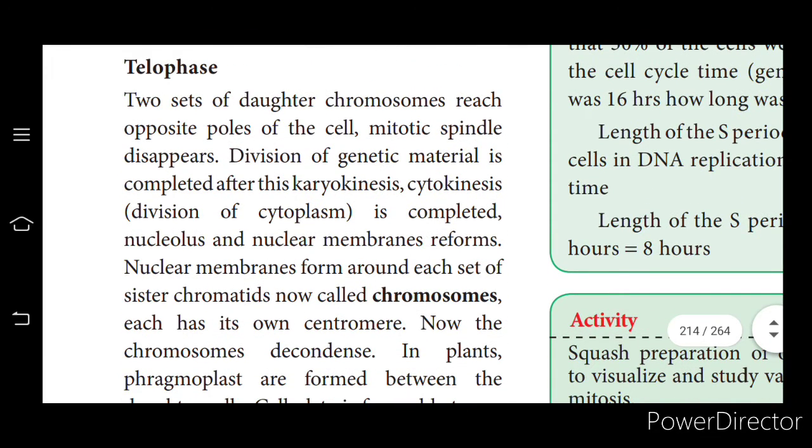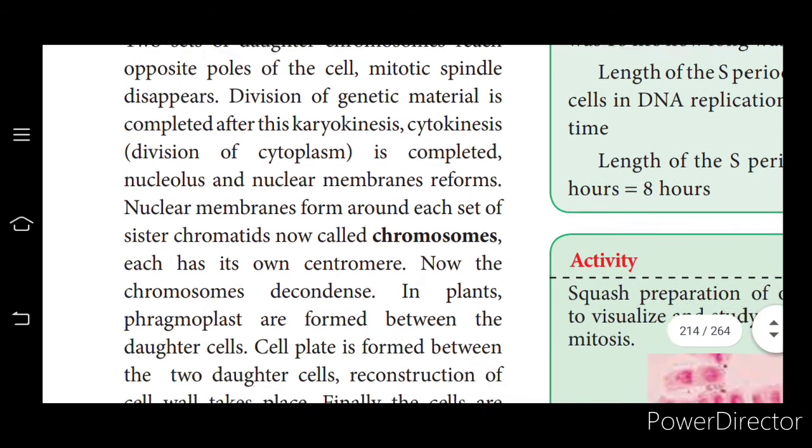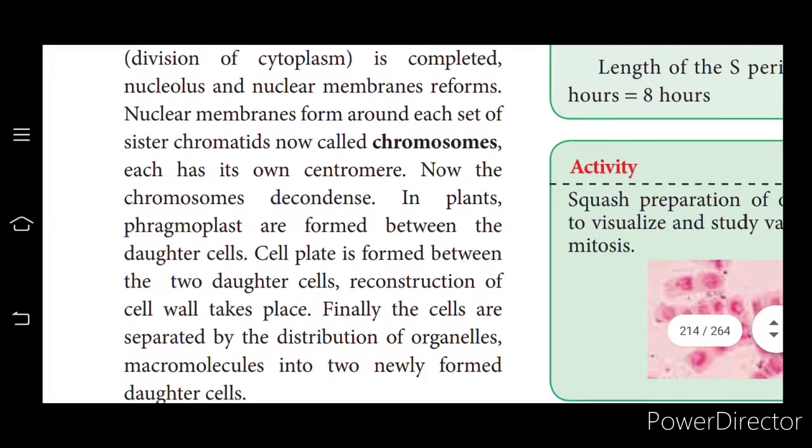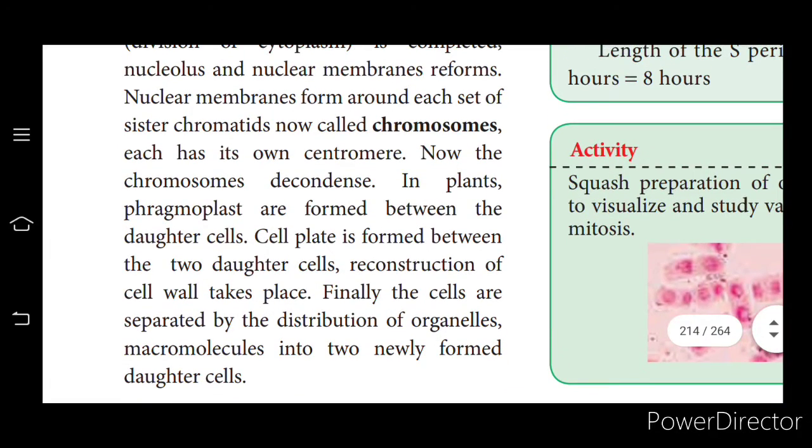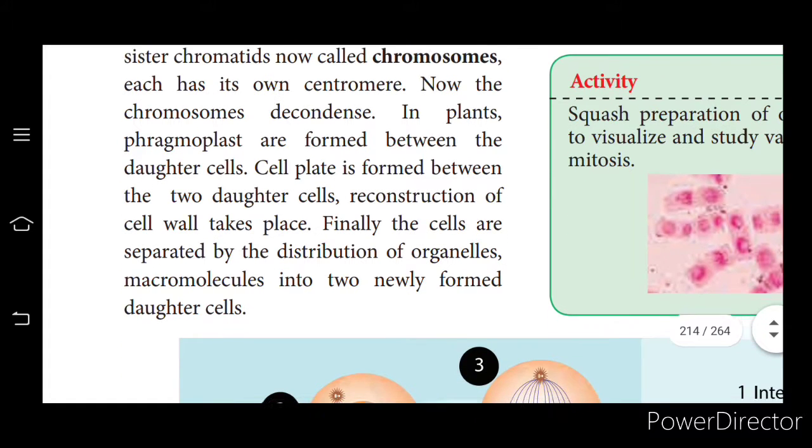Telophase: two sets of daughter chromosomes reach the opposite poles. The nucleolus and nuclear membrane are reforming. The nuclear membrane forms around each set of sister chromatids. Now they are called chromosomes.